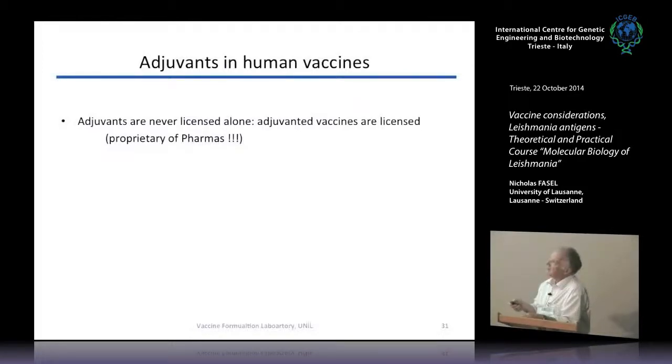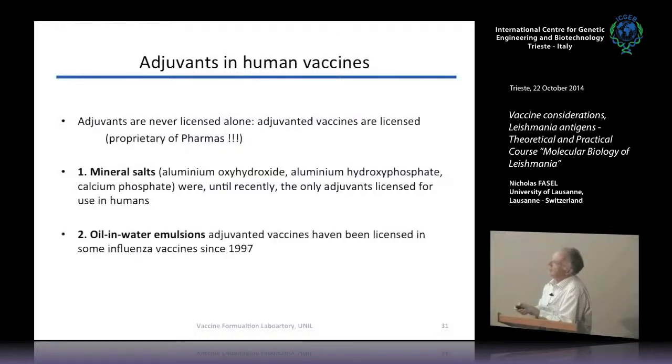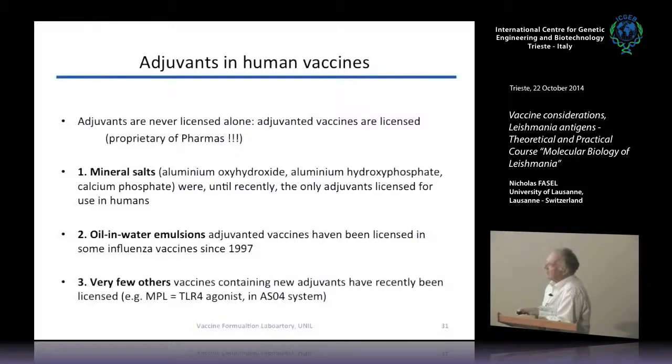And one of the problems is that many of these adjuvants were proprietary to pharmas, and it was very difficult to get them. So among the major ones, there are mineral salts, so aluminum in different formulations, like aluminum hydroxyphosphate and calcium phosphate and so on. Then oil-in-water emulsions, which have been around since 1997, mainly due to influenza infection. And new adjuvants have been licensed, like MPL, which is a TLR4 agonist.